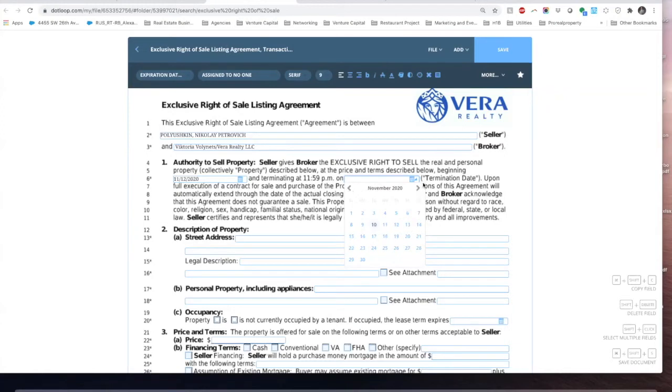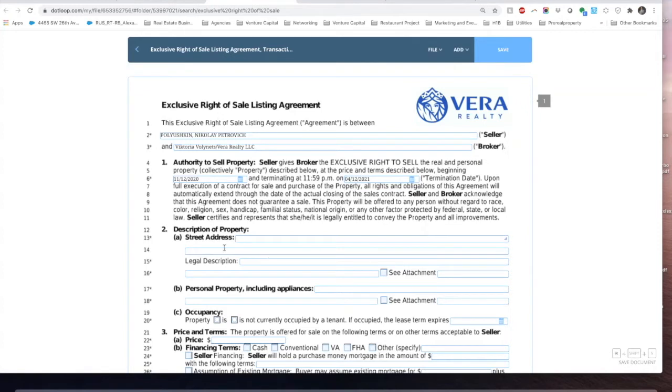So I will put November, December, January, February, March. So let's see, how many months is it? December, January, February, March, April. Yep, so we will have until April 12th. So that's how long we will have the listing for.